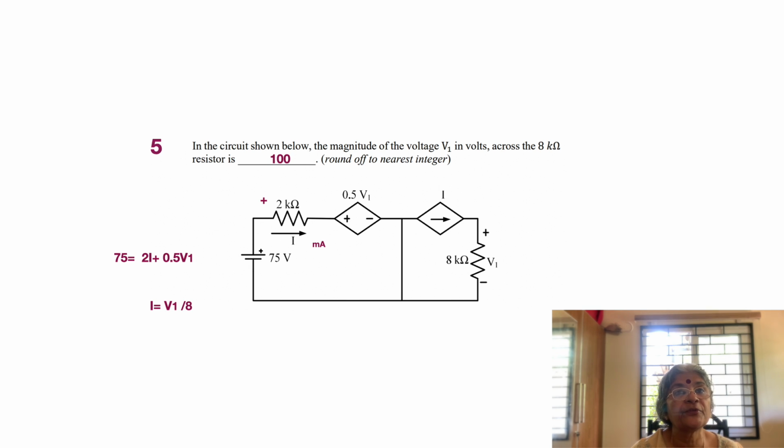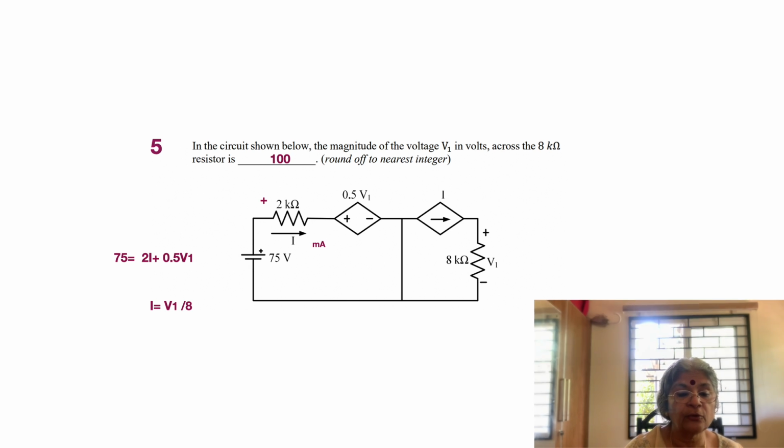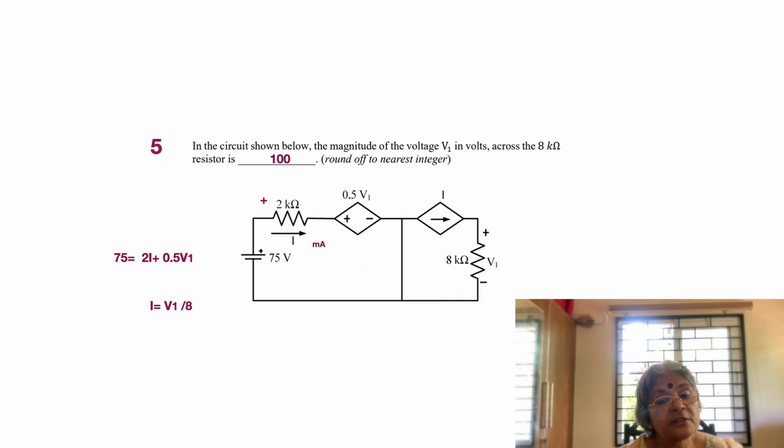The left loop is independent of the right loop because there is a short circuit, or in other words, for balancing it's easier. So what is 75 volt? 75 volt is equal to, if you look from the other side, 2 kilo ohms multiplied by I. I'm writing it as 2I because kilo and milli cancel. And we also have 0.5 V1. So there are two voltages balancing the 75 volt source. One is 0.5 V1, the other is 2 into I.